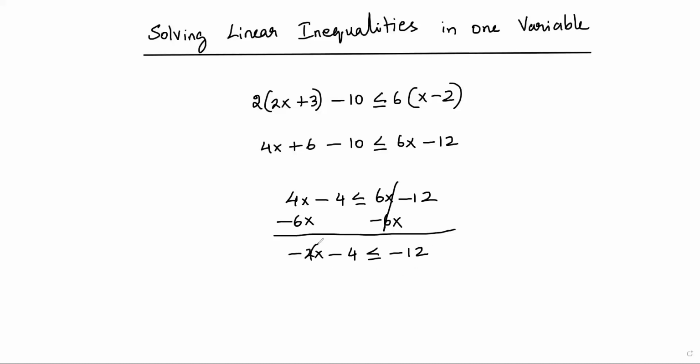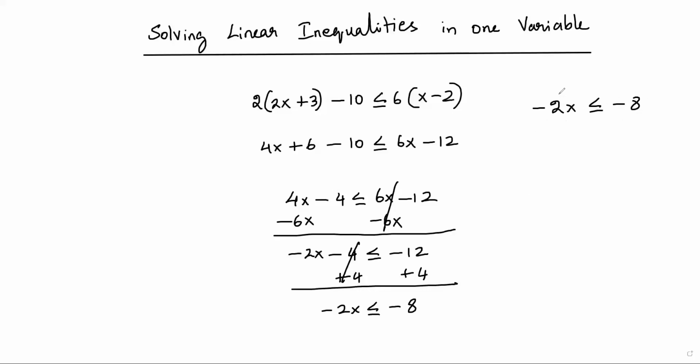Now, to isolate this variable x, I have to get rid of all the values around x. So first, let me get rid of this number negative 4. For that, I have to add 4 to both sides. This negative 4 and positive 4 will cancel out. I get negative 2x less than or equal to, when I combine negative 12 and positive 4, negative 8.